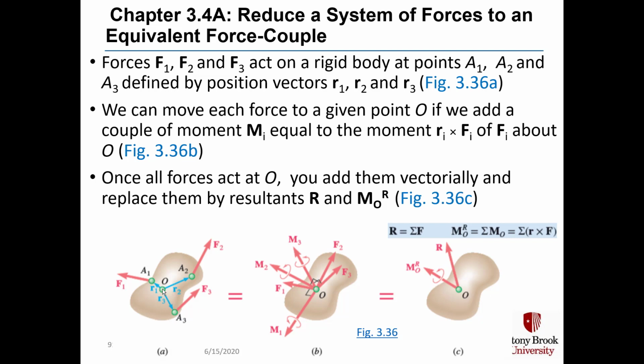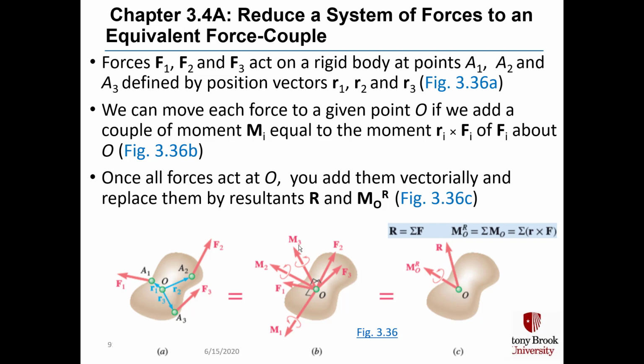We can move each force to a given point O, in other words, from A1 to O, or from A2 to O, or from A3 to O, if we add a couple of moment M sub i equal to the moment r sub i cross F sub i of force F sub i about point O. And that's shown in figure 3.36, where we moved all three forces to point O, but in order to do that, we had to create three moments, M1, M2, and M3, where M1 is r1 cross F1, M2 is r2 cross F2, and M3 is r3 cross F3.